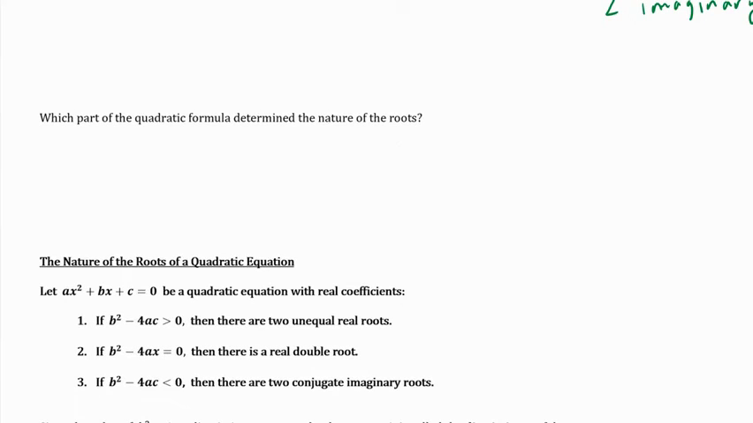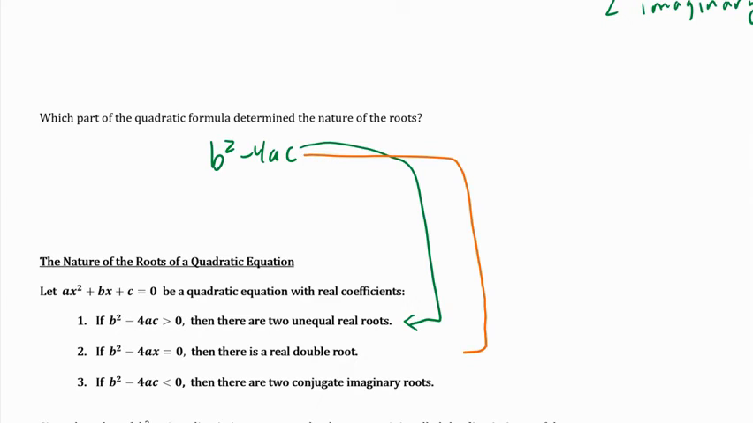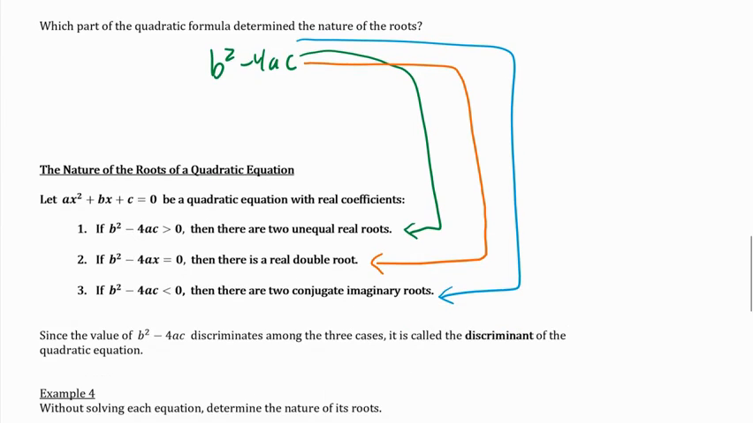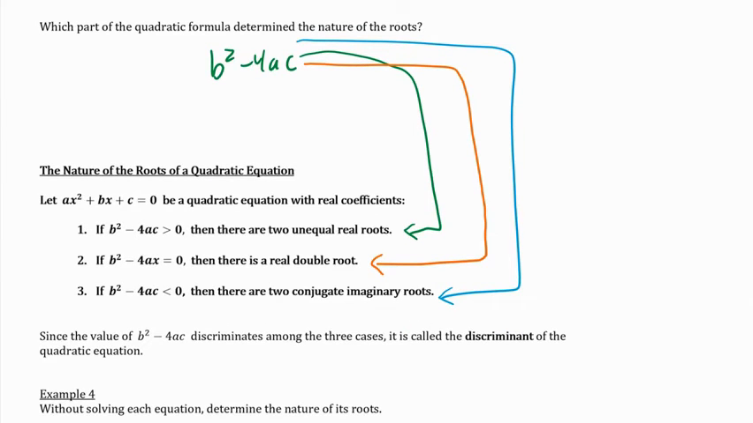All right, so the part of the quadratic formula that determined the nature of a root was the b squared minus 4ac. If that was positive, I got two unequal real roots. If that was 0, I got a double root. And if that was negative, I had a negative under the radical, then I had two conjugate imaginary roots. That b squared minus 4ac is known as the discriminant.